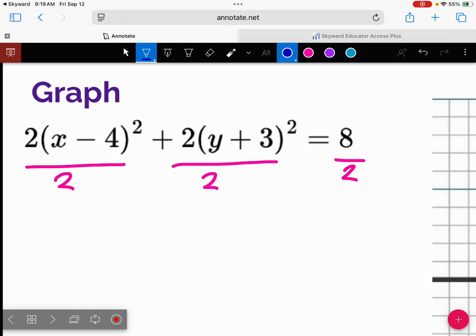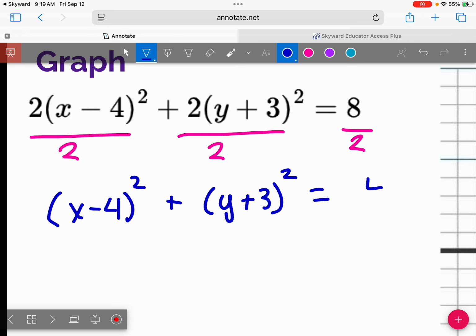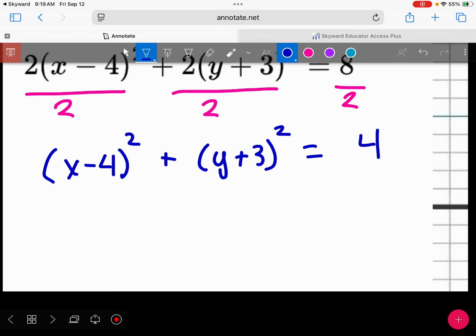So if we divide everything by 2, that's going to give us our x minus 4 squared plus our y plus 3 squared equals 4. We can do that. Now it's exactly like it was before. We just had one little step. I told you, it was just a little baby expansion. It was just a smidge harder.